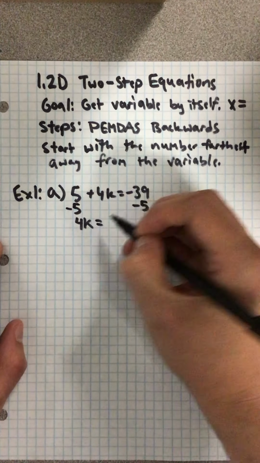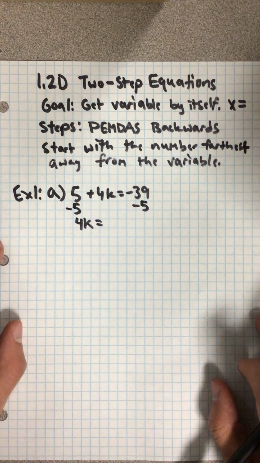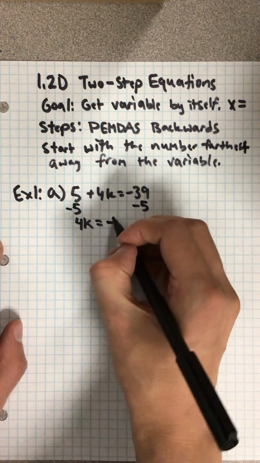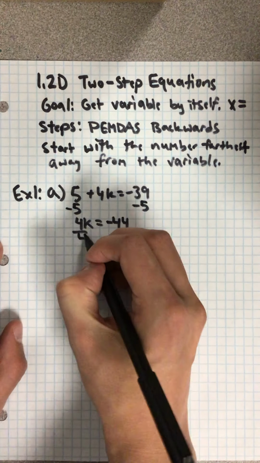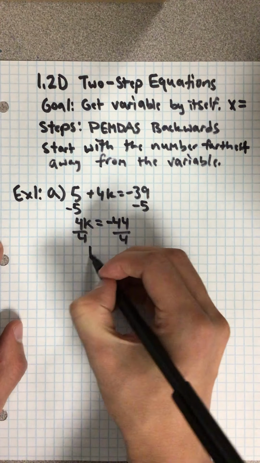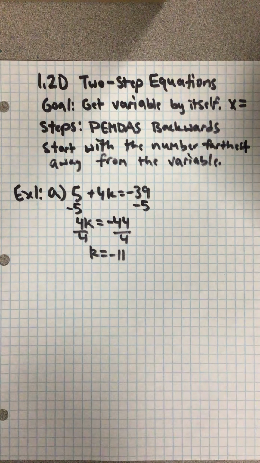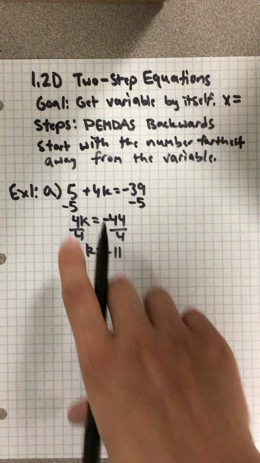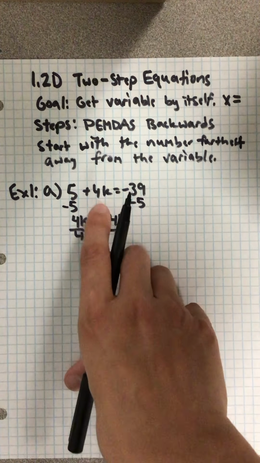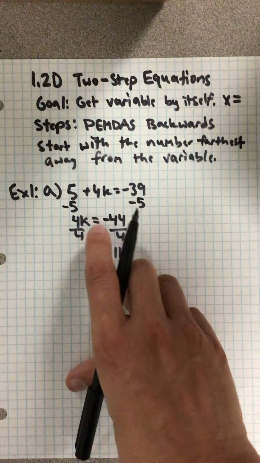Since both negative 39 and negative 5 are negative, they combine to make negative 44. You divide by the 4 and end up with k equals negative 11. So it's just a quick 2 steps. You just got to know what the correct steps are to do. And remember, we're using our inverse operations, which I've been drilling over and over and over again. Since this is positive, we subtract it. Since this one is multiplied by k, we divide it.